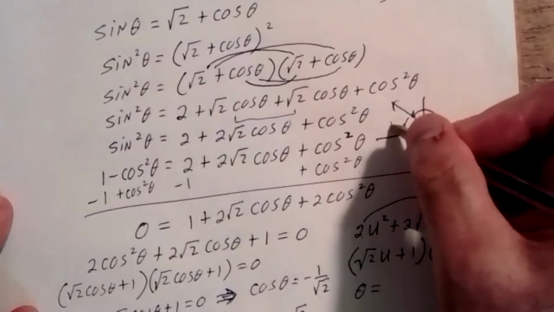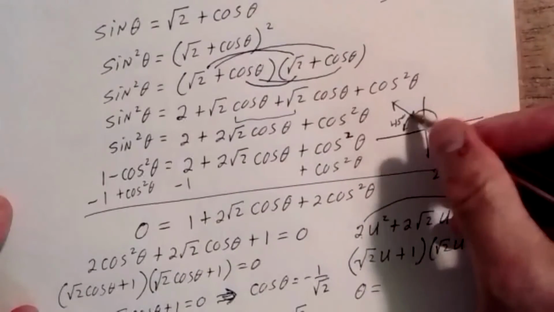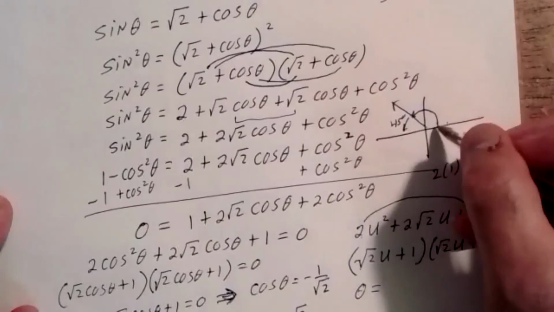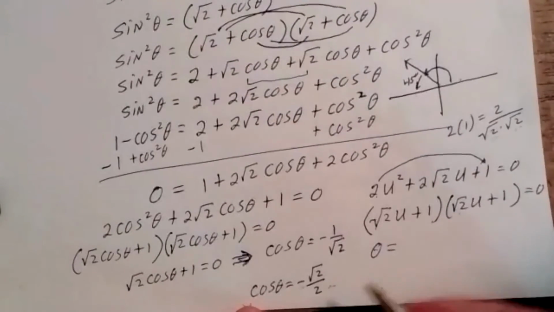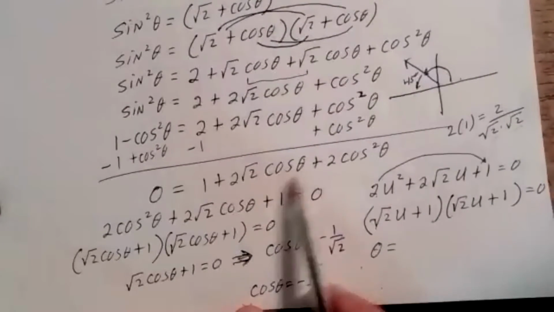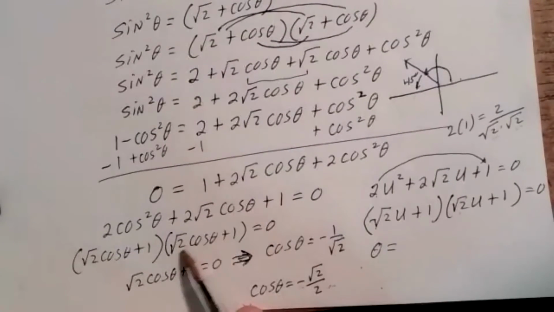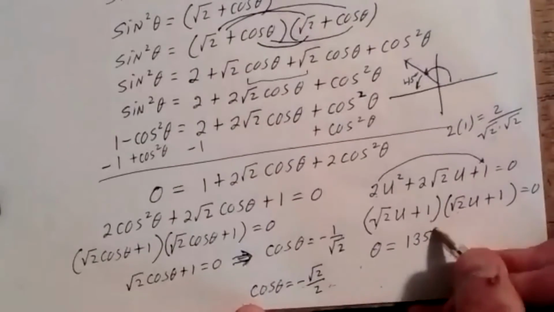Second quadrant angle, if this is 45 degrees, what angle would this have to be, from here to here? It'd be 180 minus 45, which is 135 degrees, or 3 pi over 4. Our answers are going to be in degrees because we have theta for the argument here. When you have theta, your answers are in degrees. When you have x, your answers are in radians. So we'll call that 135 degrees.